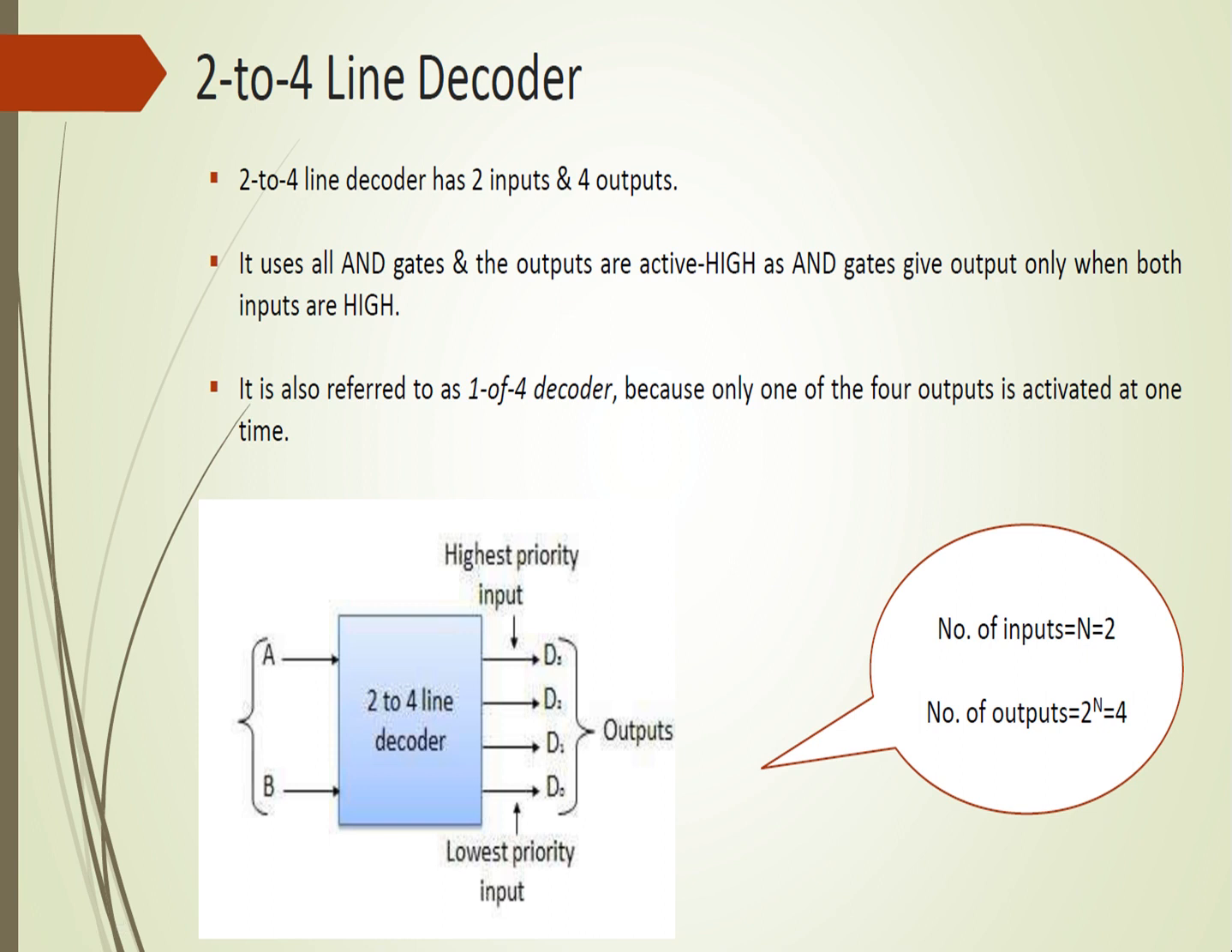So this is the first type of decoder, that is 2 to 4 line decoder. 2 to 4 line decoder has 2 inputs and 4 outputs. So we know that decoder has n inputs and 2 to the power of n outputs. So here n is 2 and 2 to the power of 2 equal to 4 outputs.